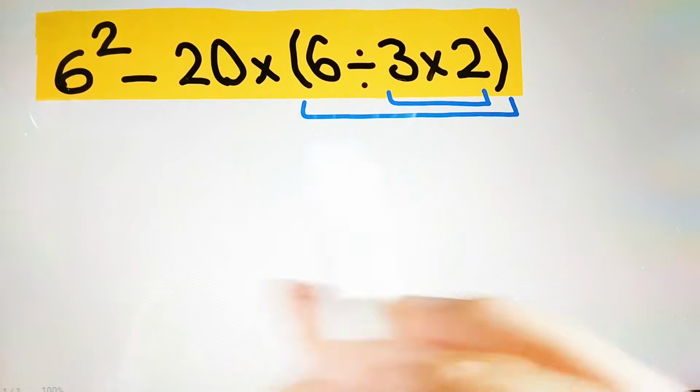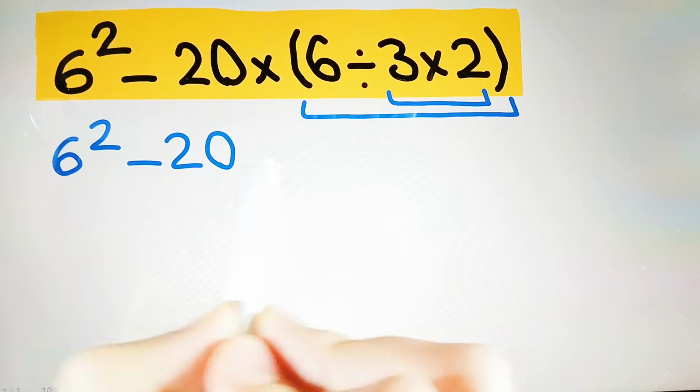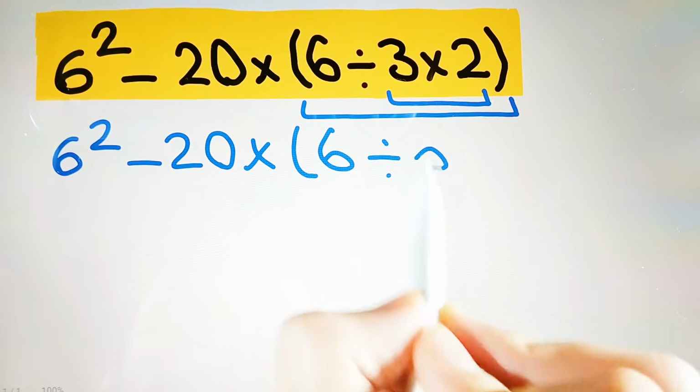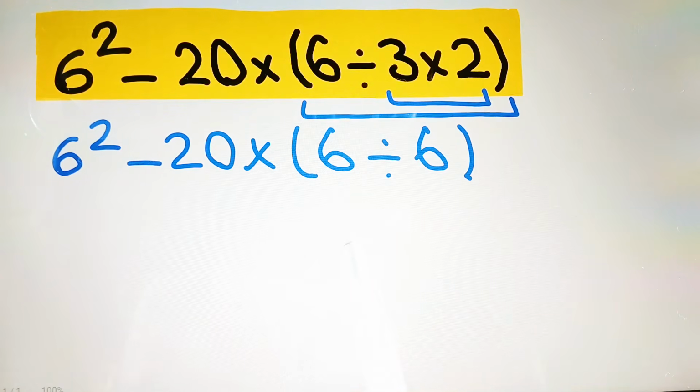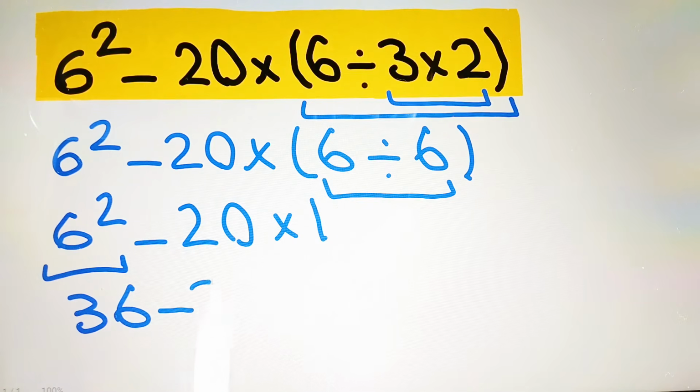So, instead of this expression, they write 6 squared minus 20 multiplied by (6 divided by 6). And in the next step, they go for the division between 6 and 6 and write this expression as 6 squared minus 20 multiplied by 1. Then they go for the exponent and write this expression as 36 minus 20 multiplied by 1.